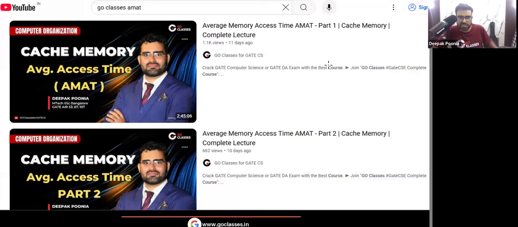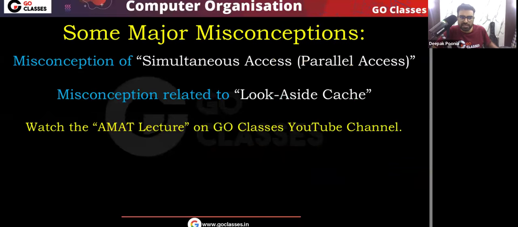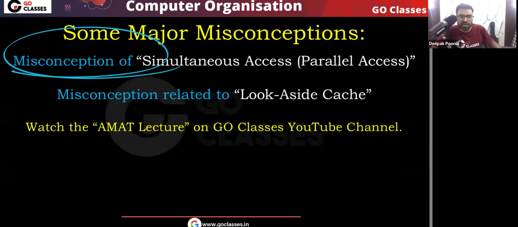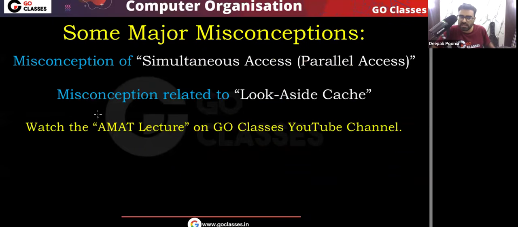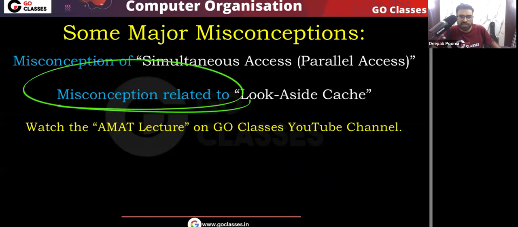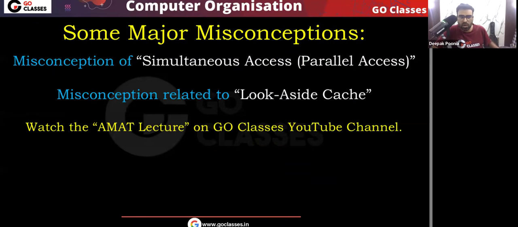All these concepts we have seen in these lectures, you can watch on YouTube. One more thing, there are many misconceptions in the average memory access time concept. For example, the misconception of simultaneous access or parallel access. This is a misconception, let me tell you. Also, the misconception related to look aside cache. All these misconceptions I have discussed in these AMAT lectures.